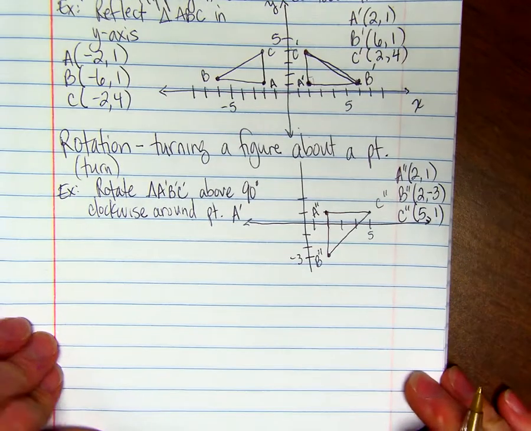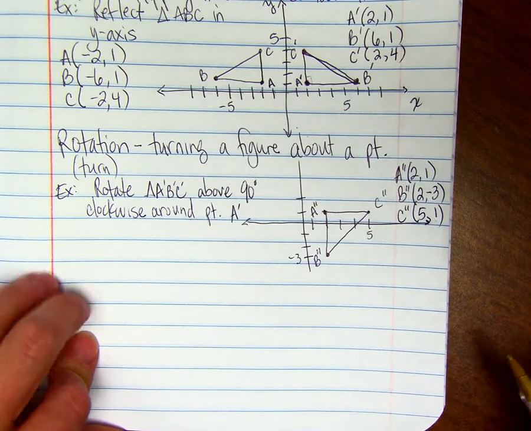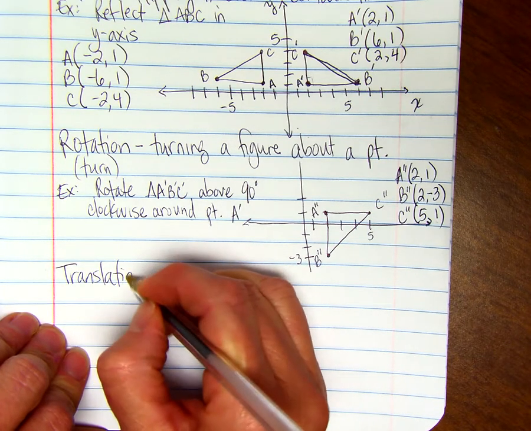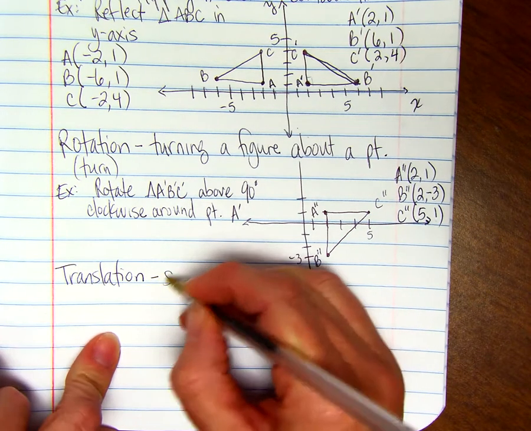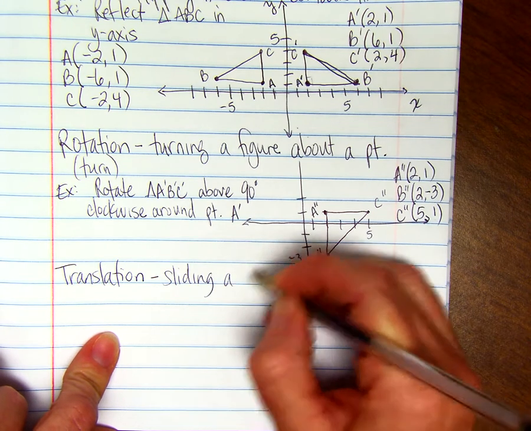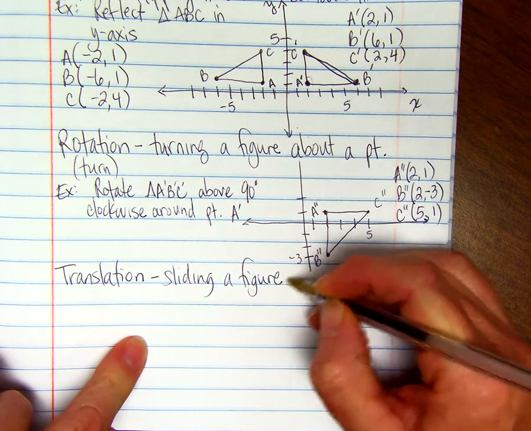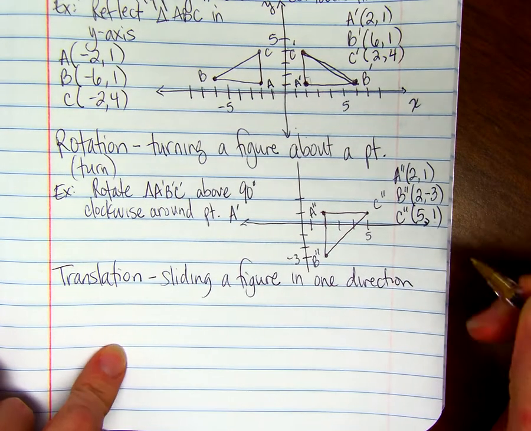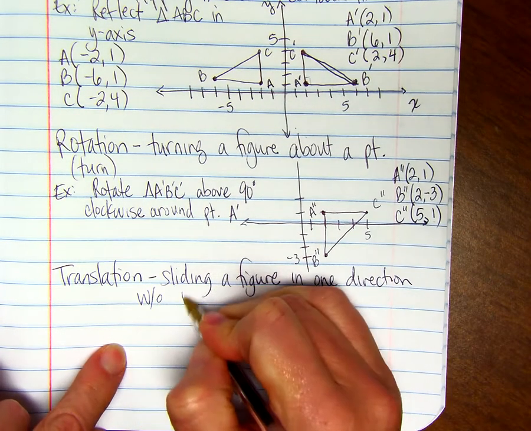The next transformation is called a translation. So a translation is sliding a figure in one direction without rotating the figure.